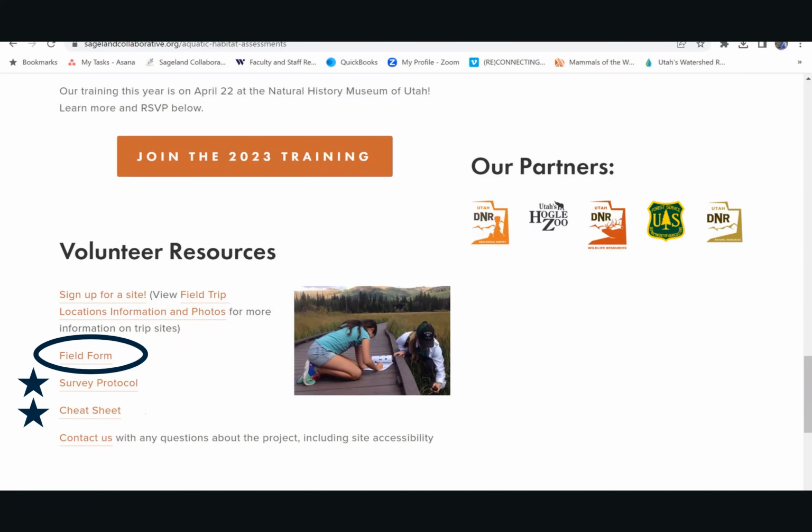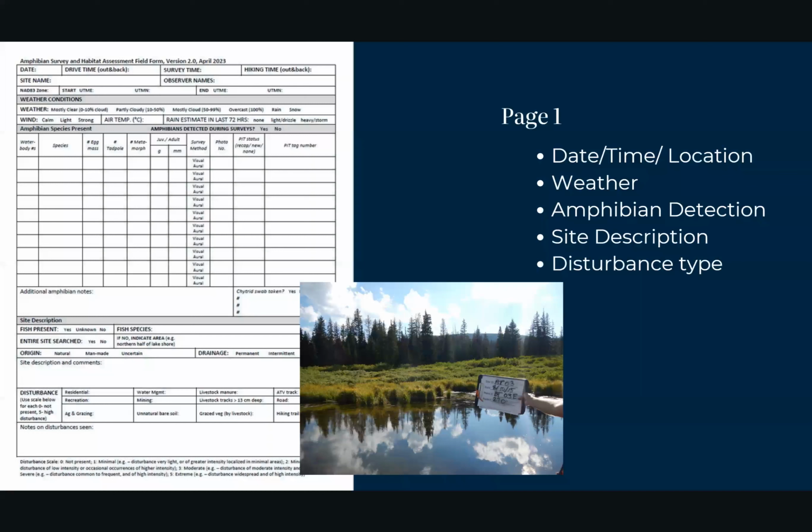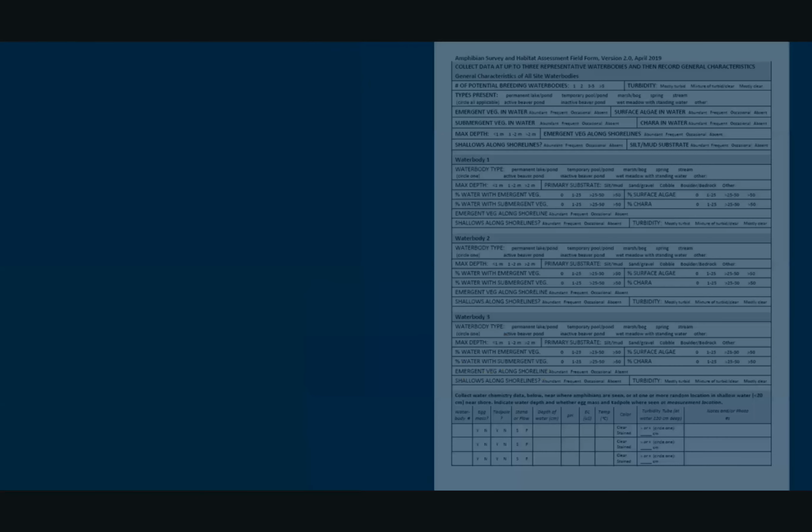cheat sheets that include images and other materials that help you define anything you might have questions about on the field form. This is what the field form looks like. The first page includes information like the date and survey time and location, weather, if you've seen amphibians, site description, and any disturbances you've observed.